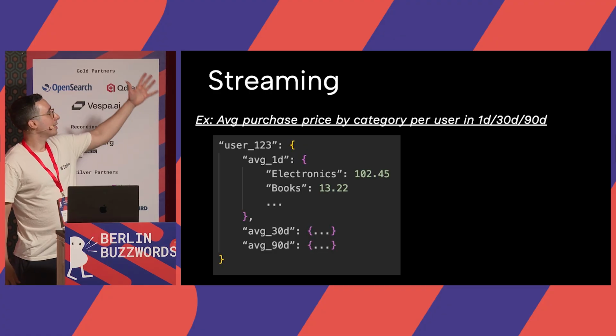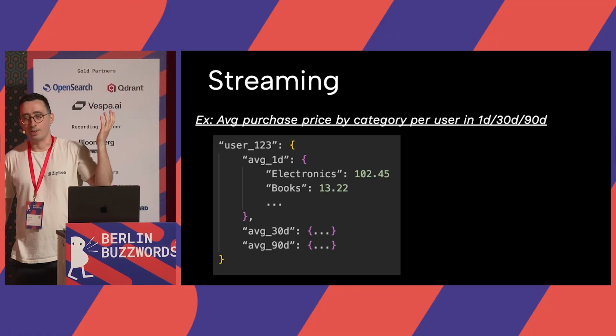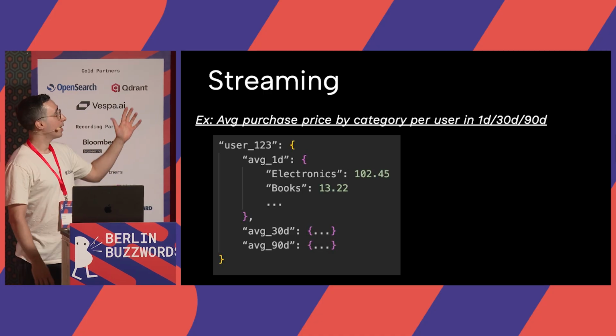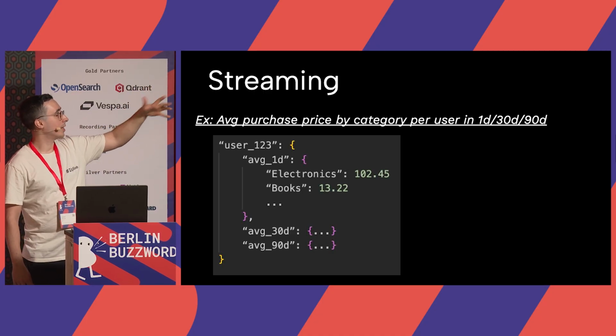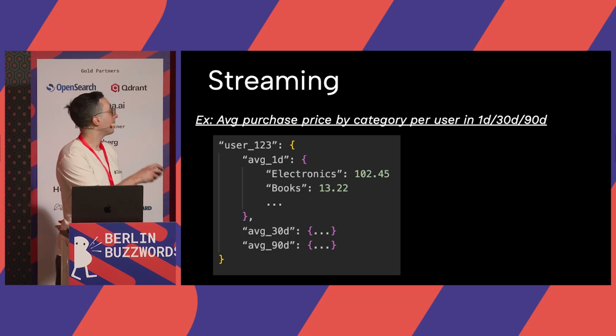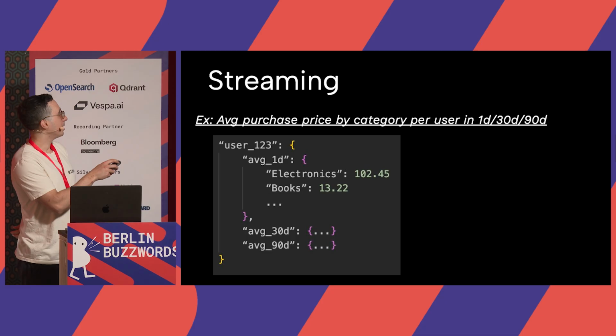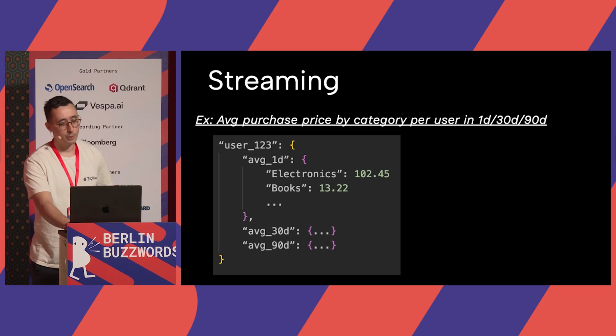So for example, let's say you have users making purchases, and this can be in some message bus like Kafka or Kinesis or PubSub or whatever, and you want to compute average purchase price by category per user in these various time windows. So what you want to produce is something like this. For a given user, the 1-day, 30-day, 90-day averages bucketed by these categories. So what does this look like?